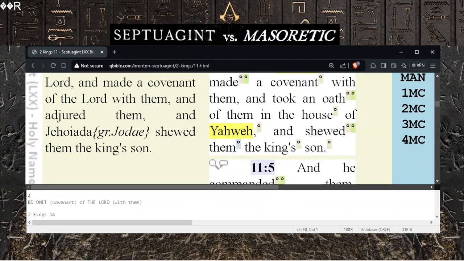So that is very important, because once you make a covenant with an Elohim, your life is on the line. If you break that covenant, the consequences could possibly be your death.